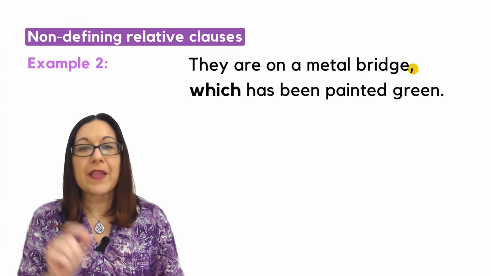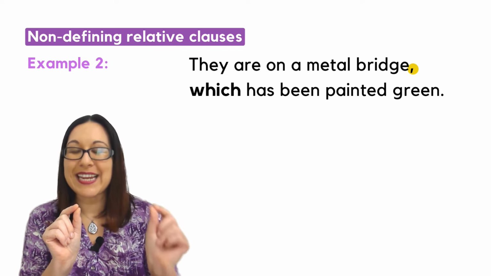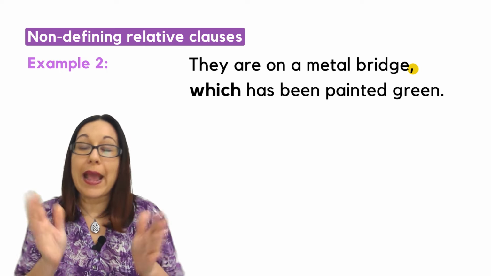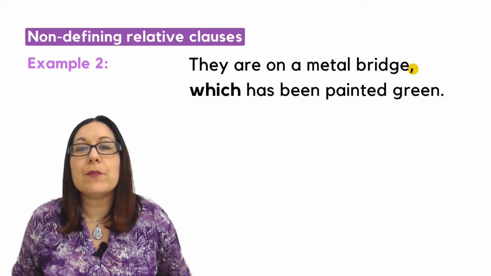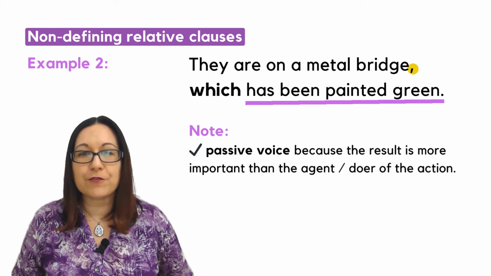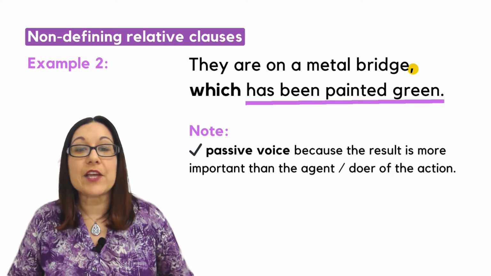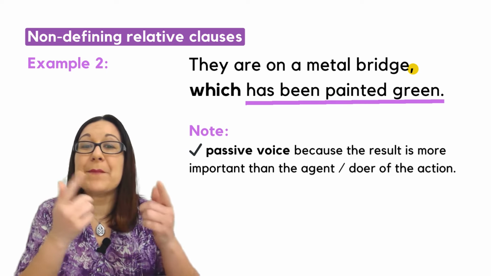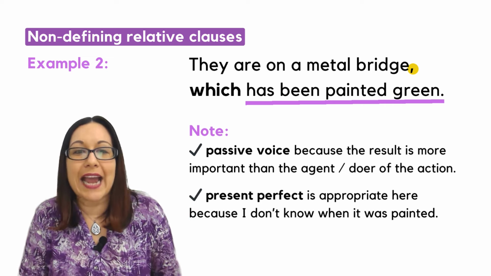What about they are on a metal bridge, which has been painted green? Ooh, now, this sentence says exactly the same thing, so why am I more impressed by it? Well, if you guess passive voice, then you would be right. So here we're saying that the bridge has been painted by someone. It's not important who did the action of painting it.